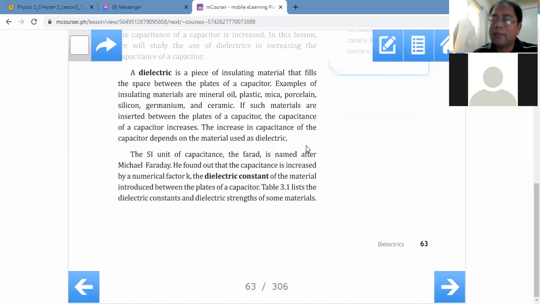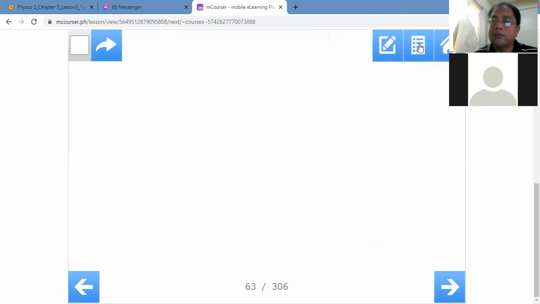A dielectric, again, is a material that is able to be charged. Most of them, if not all of them, are insulating materials. So I think that's the main focus that I will draw out of this 3.3 lesson.